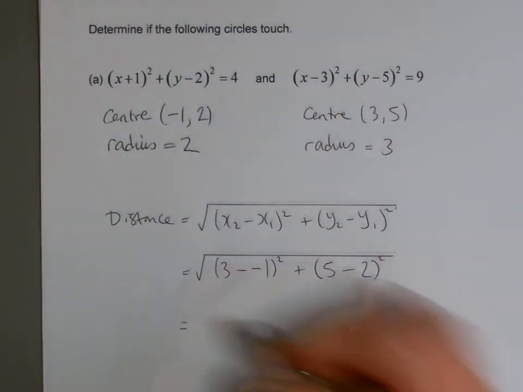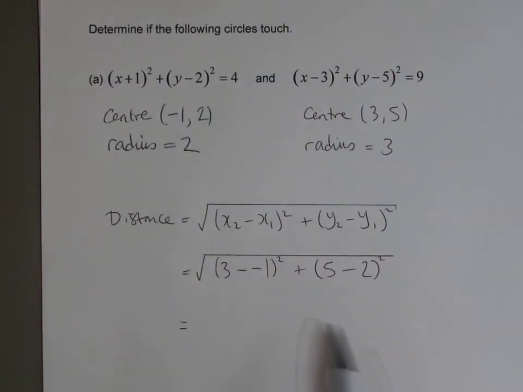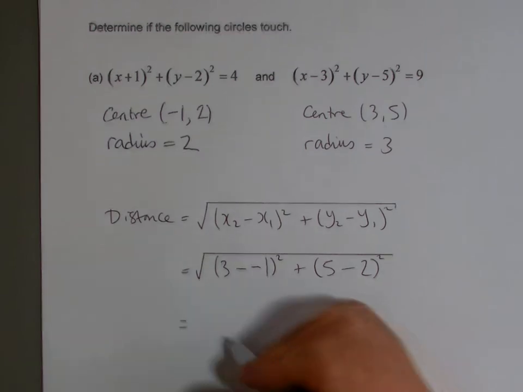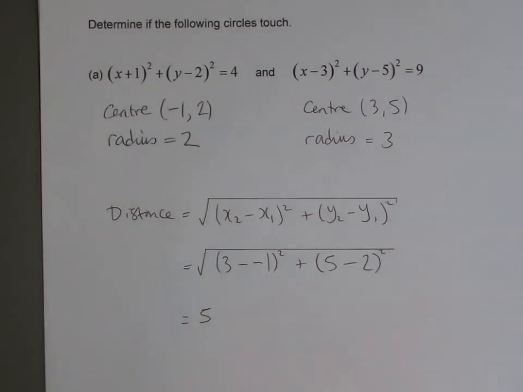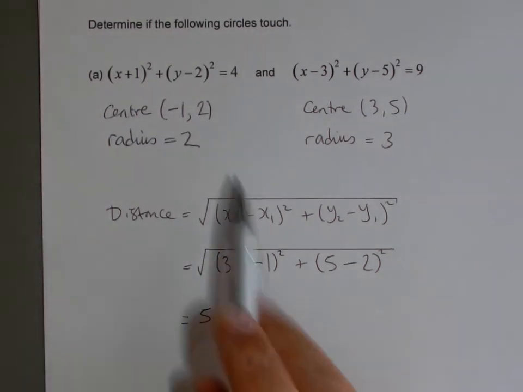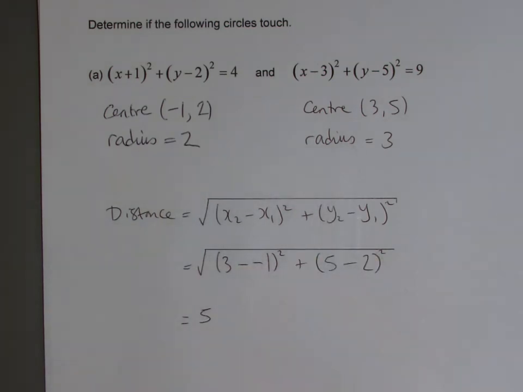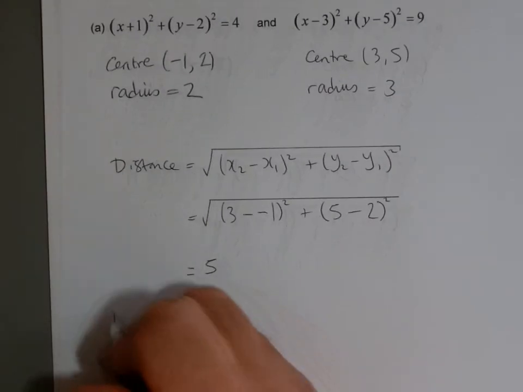So when we work that out, that comes to actually 5, right? So the distance from the two centers is 5. Now, if you look at the radius of both of them, when you add them together, that also comes to 5, doesn't it?